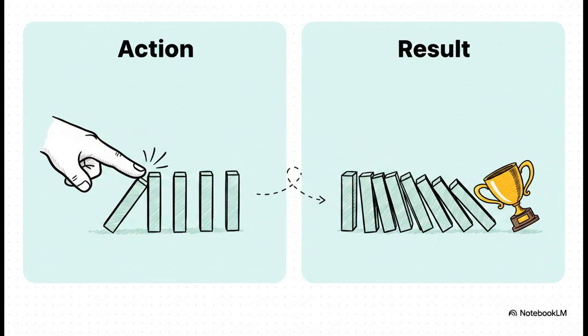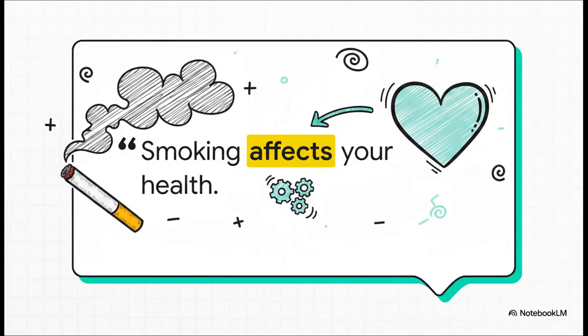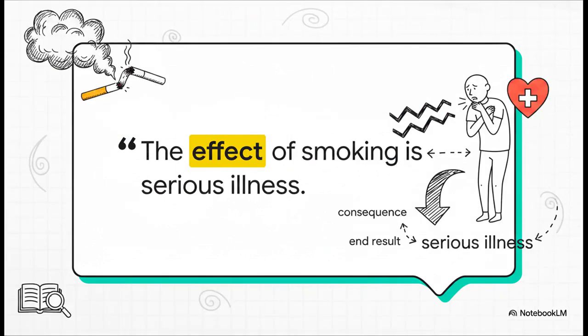Let's see it in action with an example. So check out this sentence. Smoking affects your health. What's happening here? Well, smoking is the action that's causing the change, right? So we use our action word, affects. Okay, now let's flip it. The effect of smoking is serious illness. See the difference? The illness isn't the action, it's the end result. It's the outcome. It's what happened because of the smoking. That's why we use effect. It's the noun, the consequence.